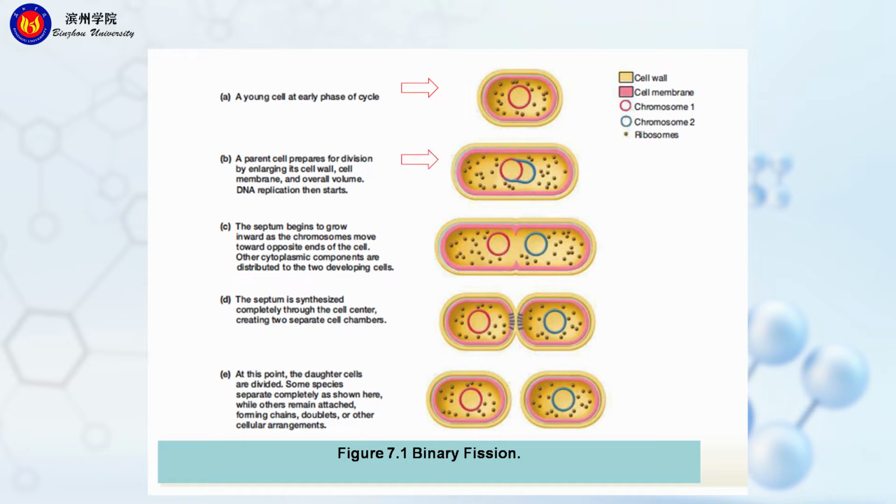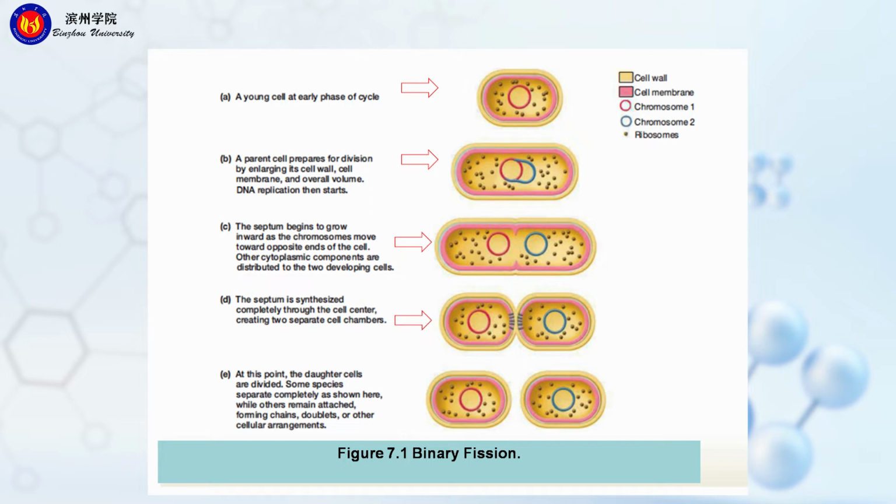The cell elongates as new material is synthesized, and replicates its chromosome. We can see the cell wall, the cell membrane, and overall volume are all enlarged. DNA replication starts. Then the septum begins to grow inward as the chromosomes move toward opposite ends of the cell. Meantime, other cytoplasmic components are distributed to the two developing cells.